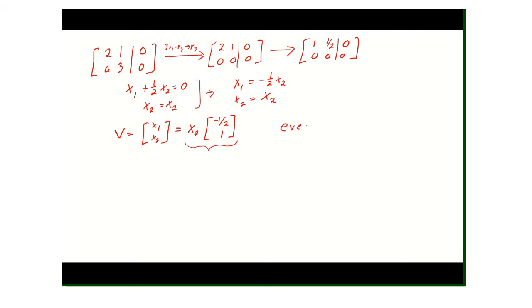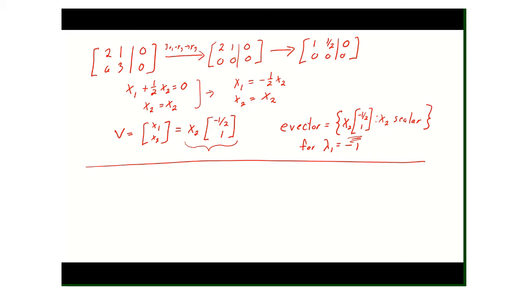So an eigenvector is equal to the set of all x2 times negative 1/2, 1, where x2 is a scalar. So any vector that satisfies that will satisfy this equation. That's for our first one. So this was for lambda 1 equals negative 1.